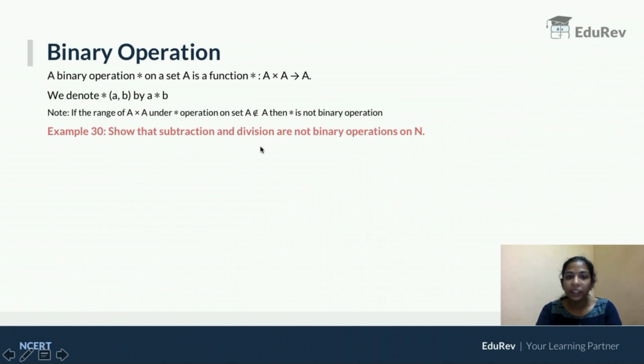Show that subtraction and division are not binary operations on N, where N represents natural numbers. So let's go to the solution. What they are asking us to prove is that subtraction and division are not binary operations on natural numbers. So how do I represent this? First I'm doing it for subtraction. So my binary operation star is changed to minus. And what is my set A? That is N. So minus on the Cartesian product of natural numbers to natural numbers can be represented as minus of the ordered pair A comma B, which is nothing but A minus B.